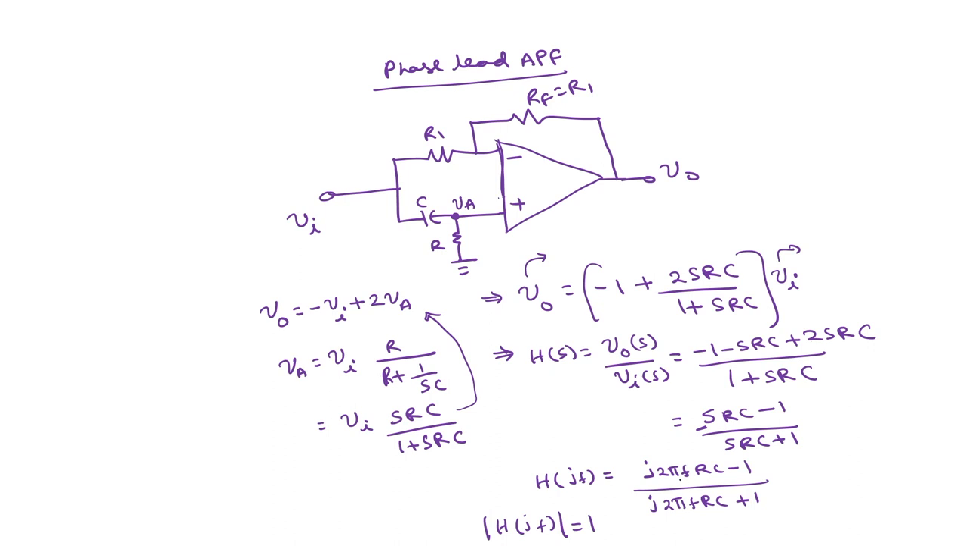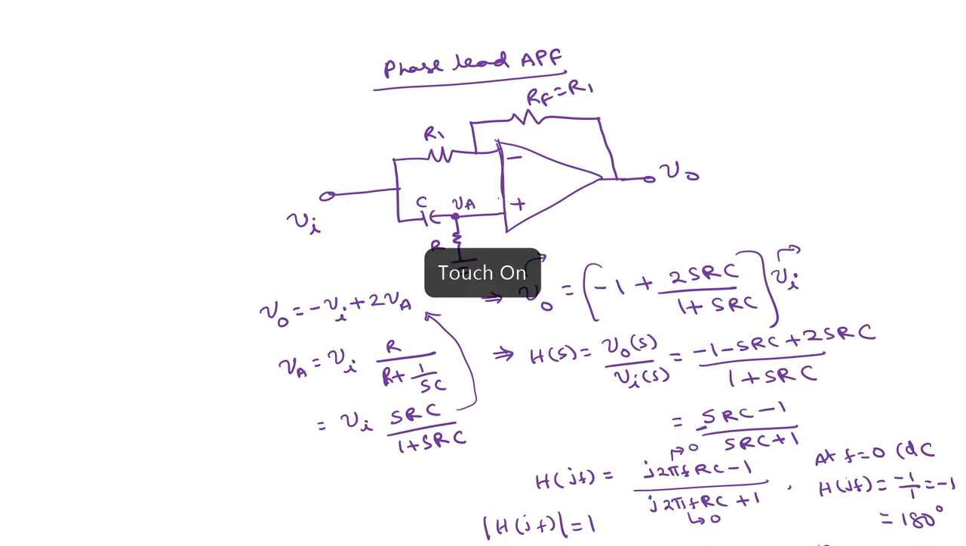So, tan inverse of this one, imaginary component by real component, is minus, this minus minus becomes plus. But here one important point that you have to observe is, if f is equal to 0, that is DC, this becomes H of JF, this is 0, this is 0. But this is minus 1 by plus 1, which is equal to minus 1, which is 180 degrees. So, that is why you will get 180 degrees term extra.